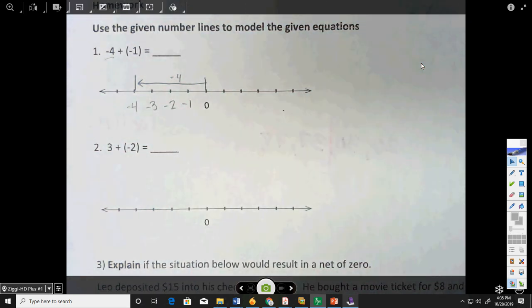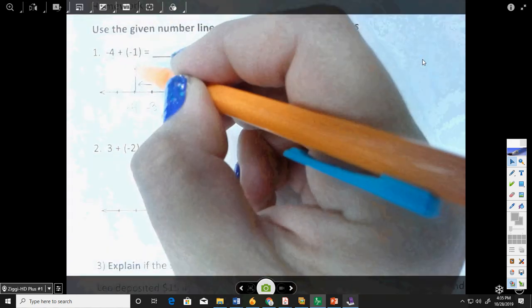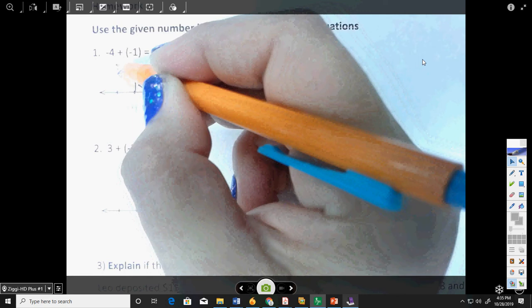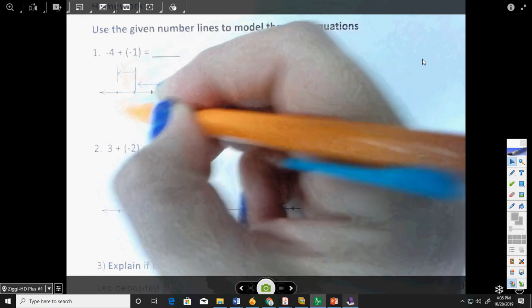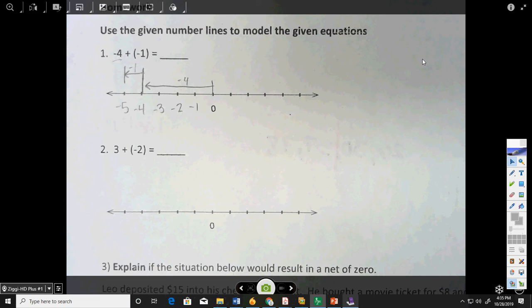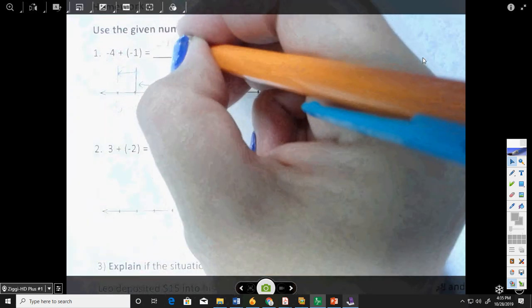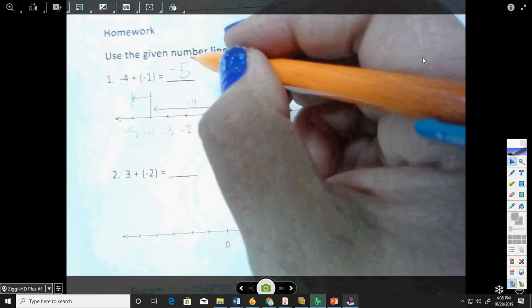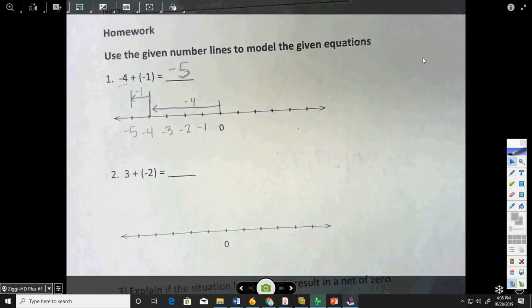Then to add a -1, we would stay where we were and continue to the left 1, which puts us at -5. -5 represents our sum: a -4 plus a -1 is -5. What we used this for was determining the rules for adding and subtracting integers, because with adding integers, models are great as long as the numbers are low, but we need to understand what's actually going on so that when the numbers aren't low, we still understand how to come up with -5.